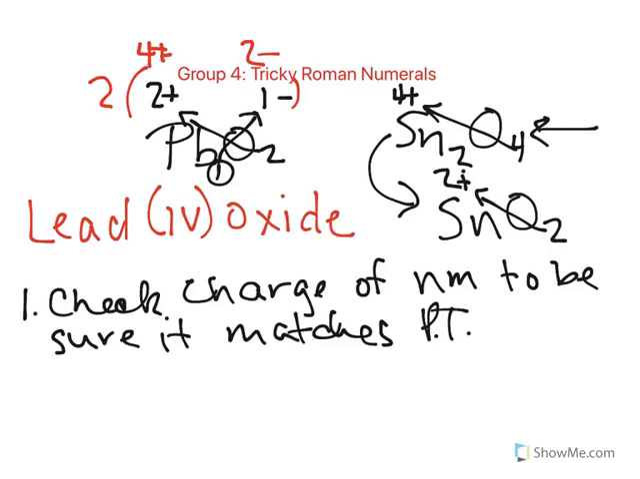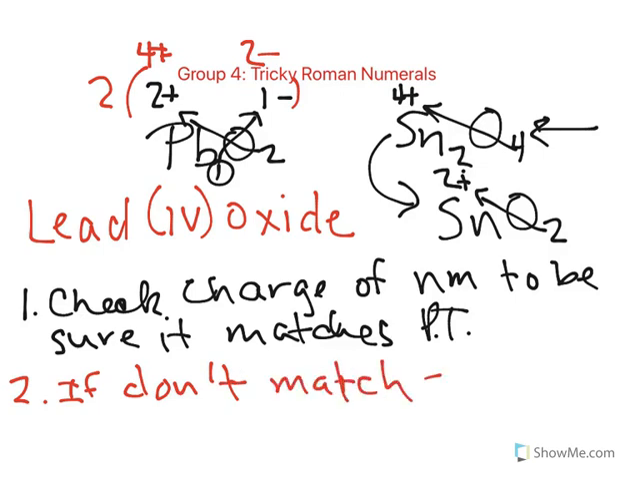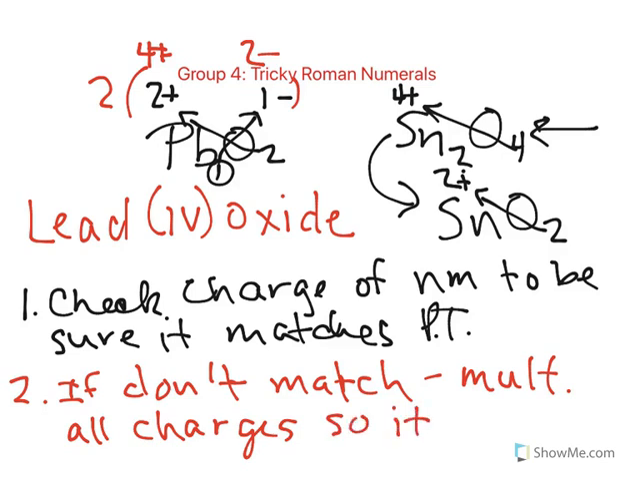So the second step on this is that if they don't match, you're going to multiply all charges so it does. Oxygen has to be 2 minus. So if we get a 1 minus for the oxygen, we multiply the whole charge thing by 2, and that gets me the 2 minus I need for my oxygen.